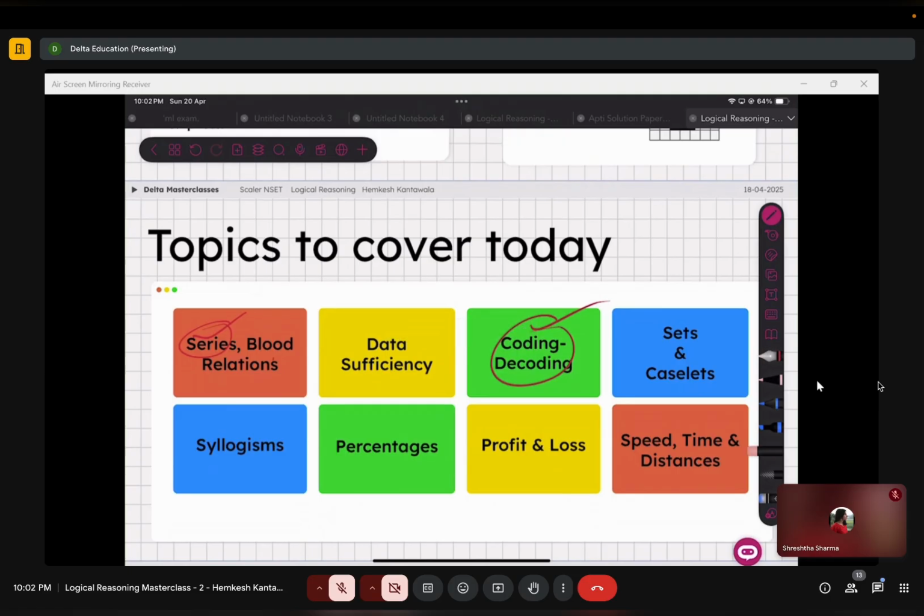Data sufficiency is easier. Sets and caselets is easier. Profit and loss, again, at least one question I have seen in each paper. So again, one more important topic. By the way, percentages and speed, distance and time have lesser weightage. So basically, I've covered all the important topics till now. Just two topics remain, blood relations and profit and loss. We would do it in the next class first, and then go with the next topics.